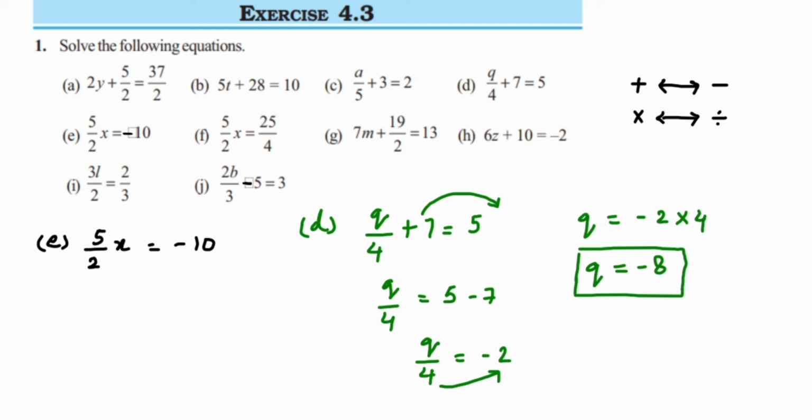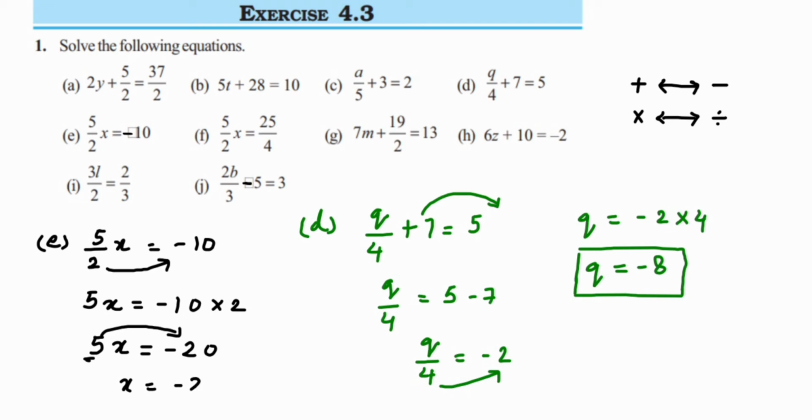2 is in the denominator, it is in division. When you take it to the other side it becomes multiplication. So 5x is equal to minus 10 into 2. So this will become 5x is equal to minus 20. Now this 5 is in multiplication. When you take it to the other side, it comes in division. So x is equal to minus 20 upon 5. Now cancel this. 5 ones are 5, and 5 fours are 20. So therefore the answer will become x is equal to minus 4. This is the answer.